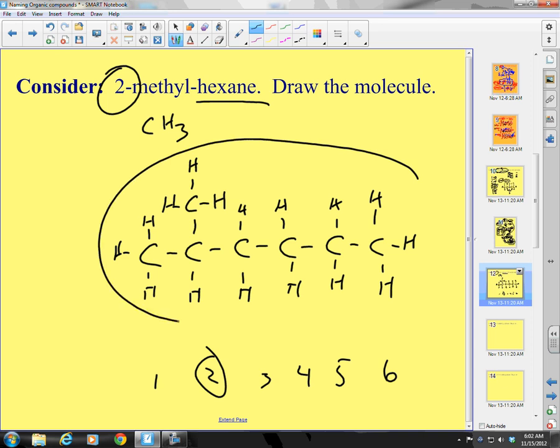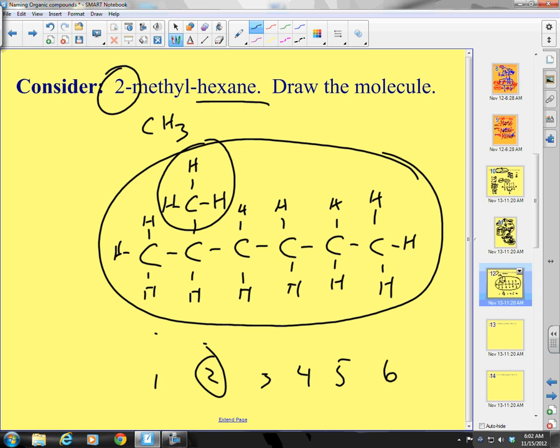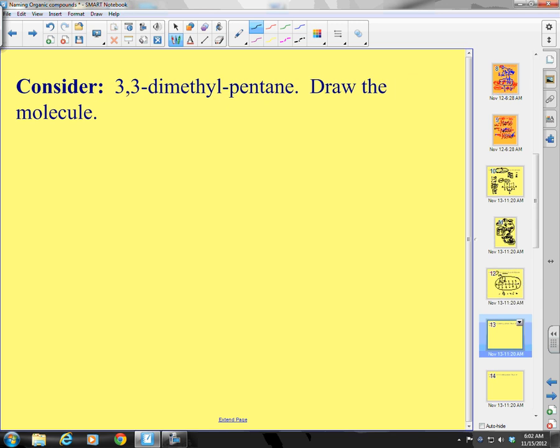And there you have it. That is 2-methylhexane. On my second carbon, I have a methyl group. Great. Let's do another one.